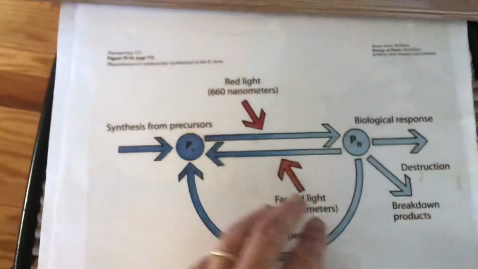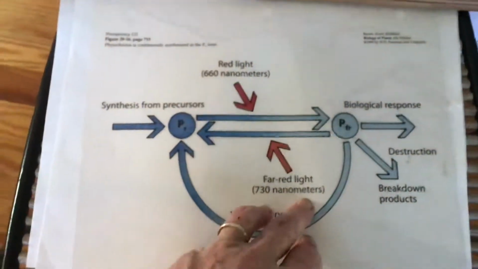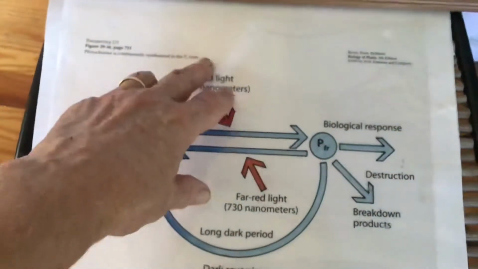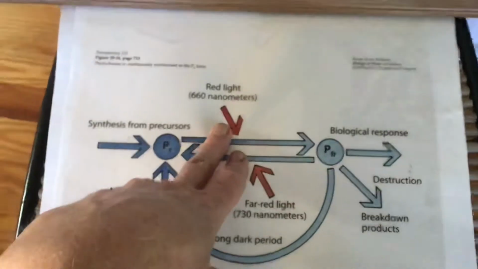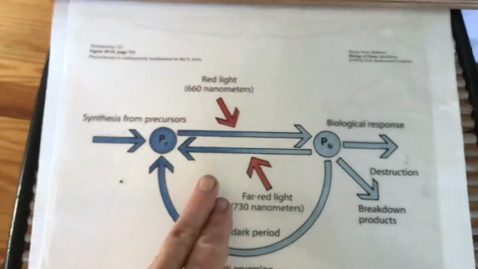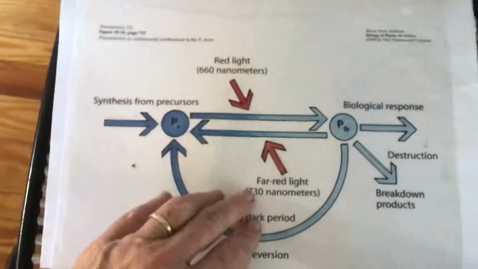All right, and the far red, by the way, also has to do with seasons. During the summer you have more red light or a longer period of red light, and during the winter you have a longer period of far red light comparatively. Okay, so let's look at how this works.